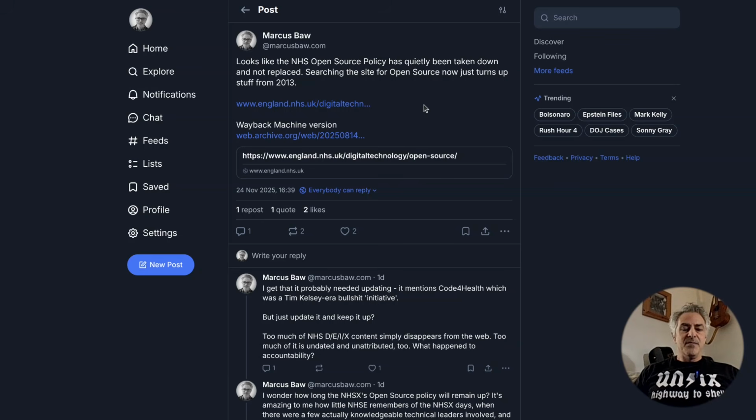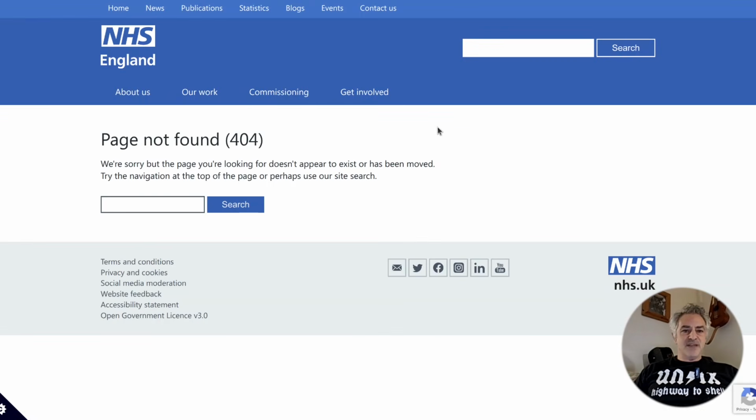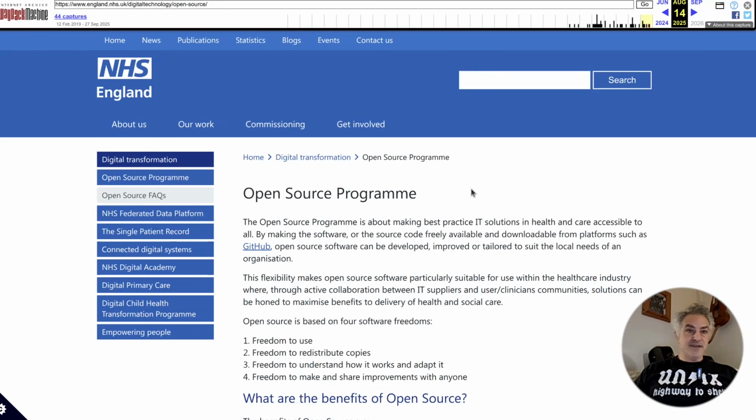If you are part of that platform, you can go on there and read some of the further details. But this is what I'm really talking about. The NHS England digital technology open source policy is now a 404 page. So it's just been taken down. If you search for open source, you can't find it. So it's not that it's just been moved, it's been deleted. This is what it used to look like.